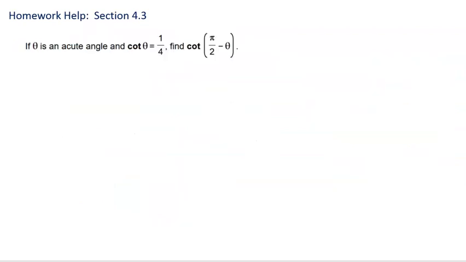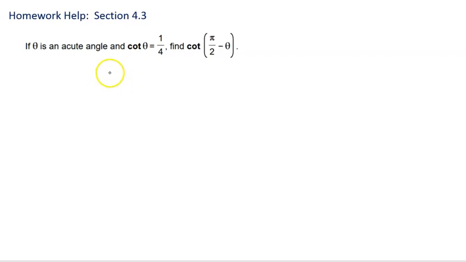Okay, if theta is an acute angle and cotangent of theta is 1/4, they want us to find cotangent of pi over 2 minus theta. And this is a thinker right here, and maybe this is not what they had in mind, but I'm going to process it the way I process it, and we'll see what we think about it.